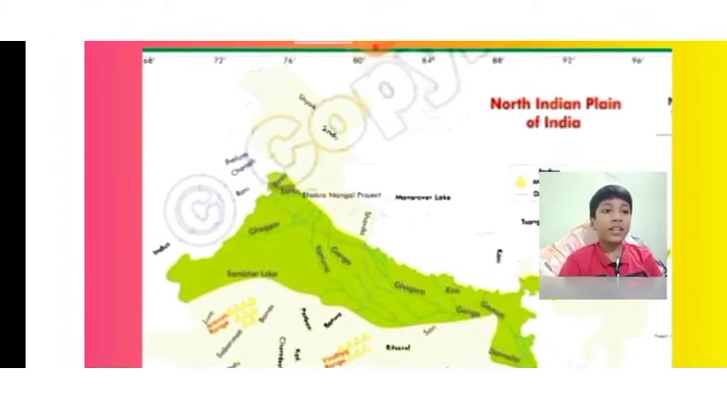Its stretch length is 2,400 kilometers and its width is 150 to 300 kilometers. The rivers originate from the Himalayas and flow in the Northern Plains. It makes the Northern Plains more fertile and flat.